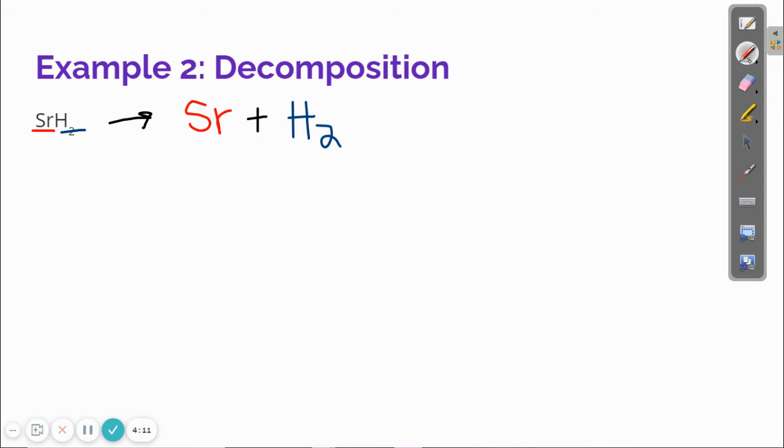Now for this case on this one, it won't always be like this. You have strontium hydride, and it just happens to work out that you get SrH2 because strontium is a +2 and hydrogen is a -1. But it won't necessarily always break down like this. That just is a happy accident on this one.